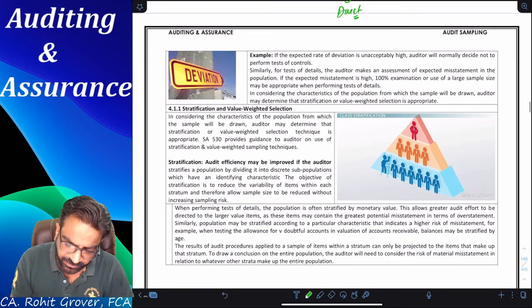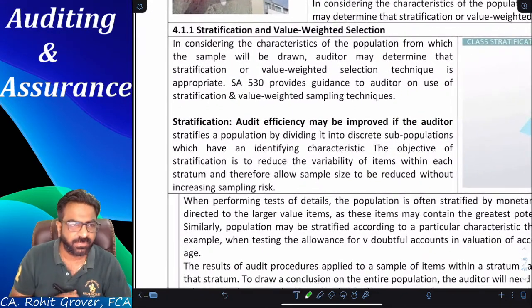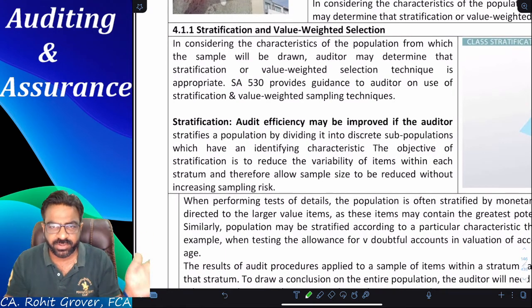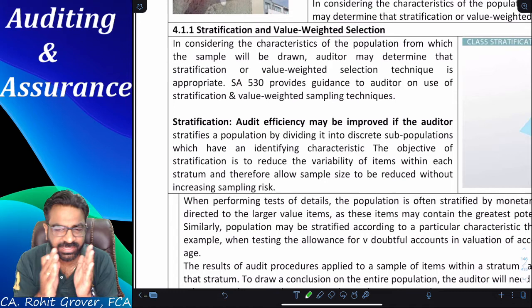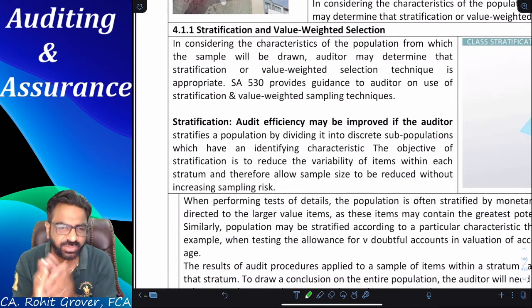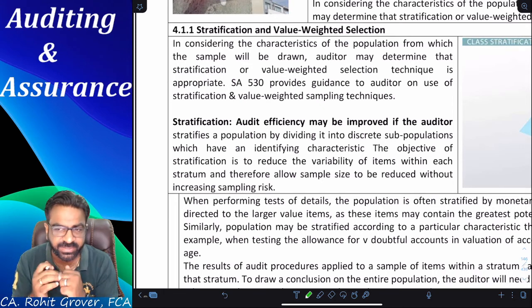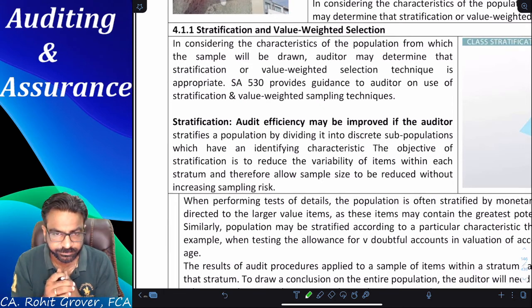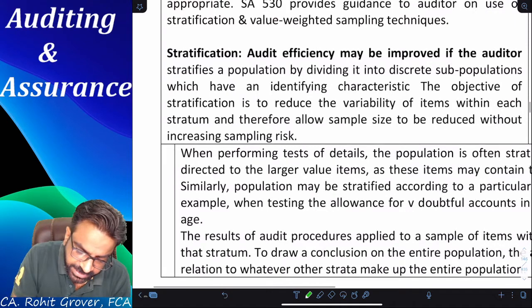And stratification, which you already know. What do you mean by stratification, everyone? When a big population is divided into small populations, and each sub-population is known as a stratum. Do we do it to increase our sampling risk or to decrease our sampling risk? Decrease our sampling risk, right or not?